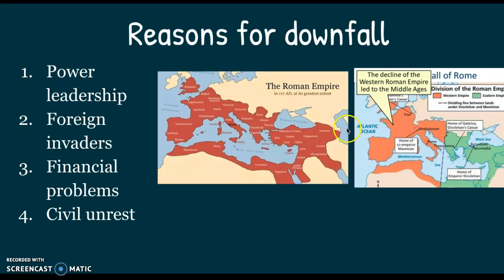Here is a map of Rome at its height. You can see this is kind of what we've been studying all year. And then this is going to be Rome at its downfall. Rome is going to split in half.